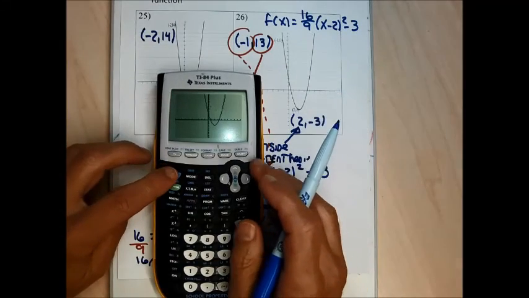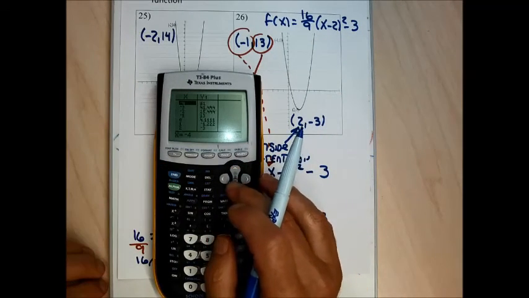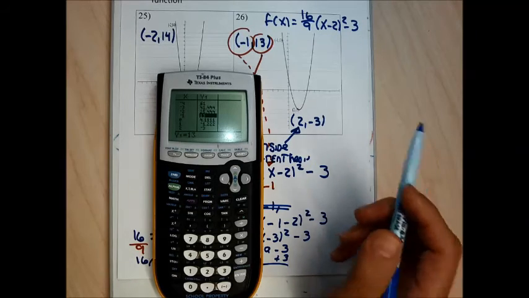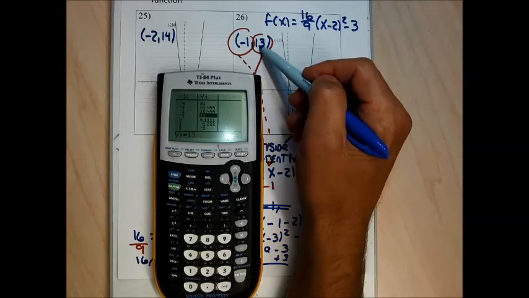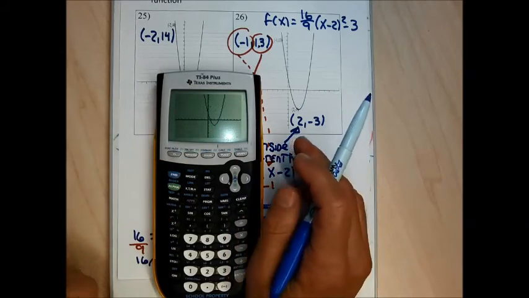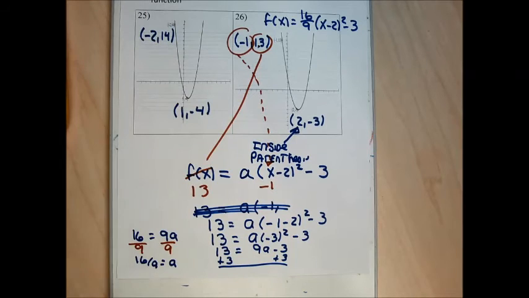Let me go to my table, go second table, and next to negative 1 I see 13. So I know perfectly that this graph goes through the point (-1, 13), and I can look at it and see that it has a vertex of 2, negative 3. Let me walk through 25 with you.